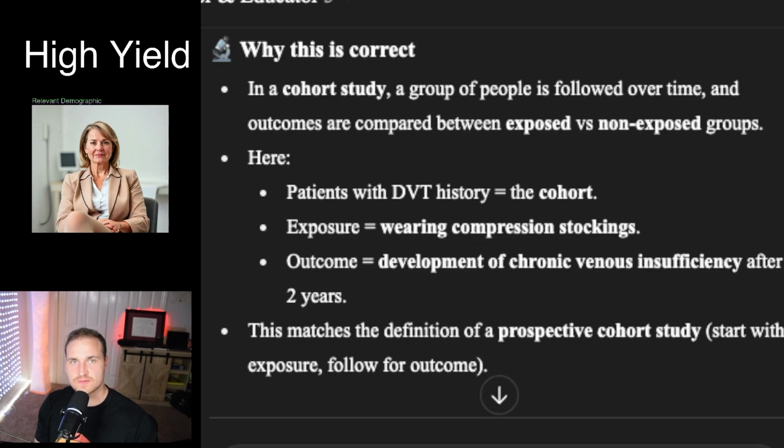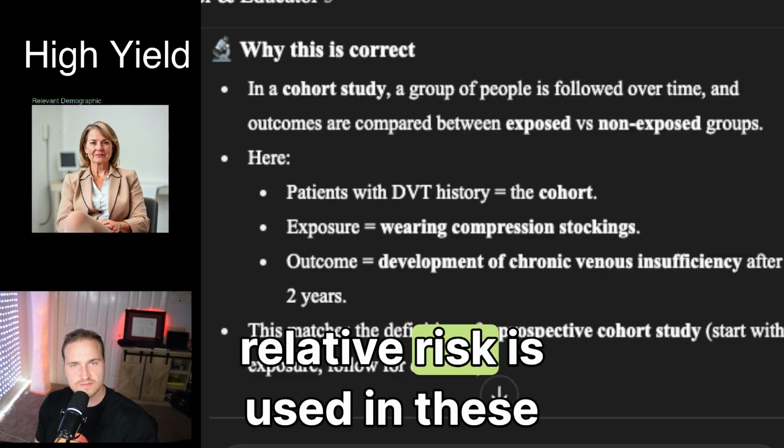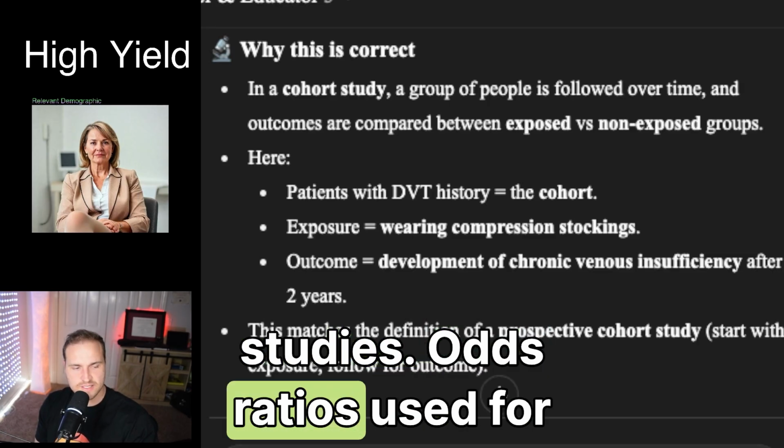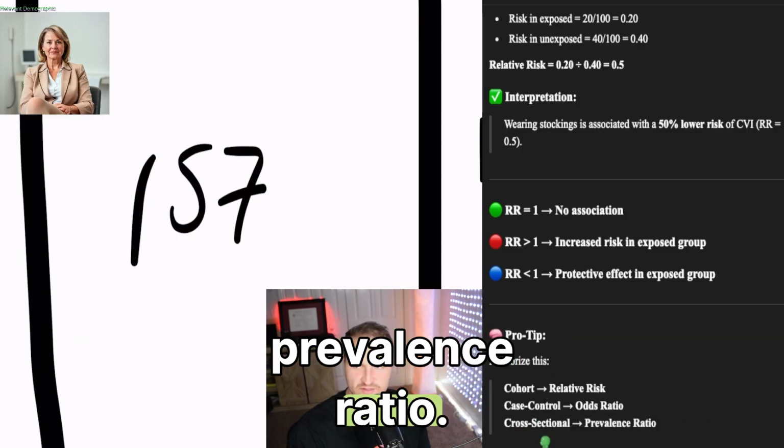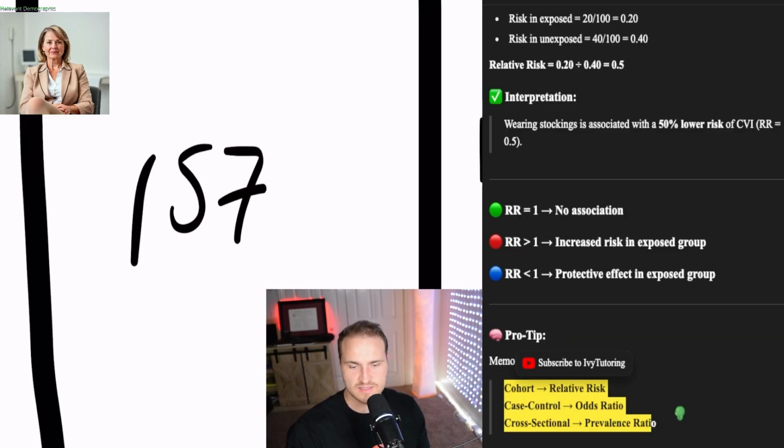All right, so for this one, we are conducting a study where we start with the exposure status, exposed versus unexposed. And then we track them over time and we compare the outcomes. That's a cohort study. And so relative risk is used in these studies. Odds ratio is used for case-control, and cross-sectional uses a prevalence ratio. These three things are what you need to memorize.